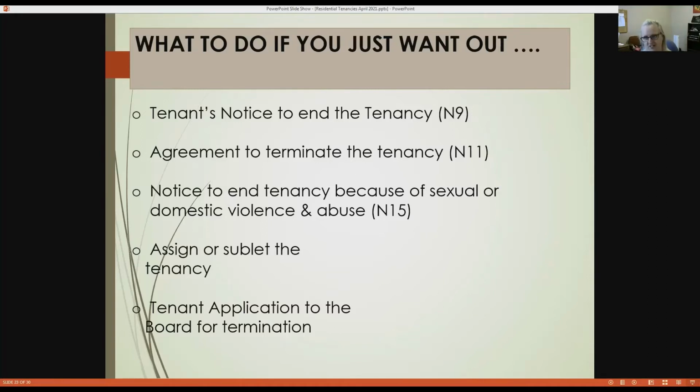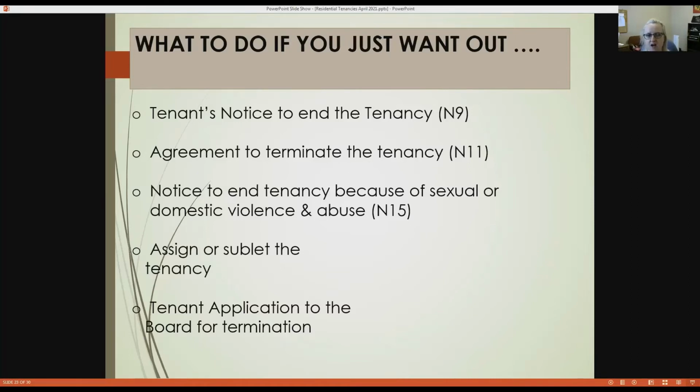The other thing is if you want to move out earlier than the required notice period, you and the landlord agree that you're going to move out on a certain date. The other thing, from an amendment a few years ago, is that when there's an issue of domestic violence and abuse, there are different rules in place for terminating the tenancy that are designed to make it easier for a victim to simply leave and move on and protect their safety.